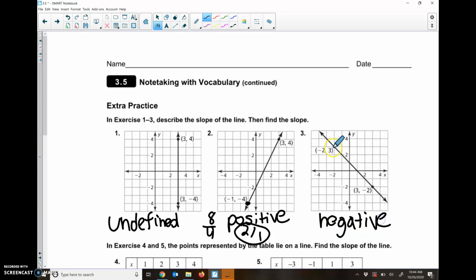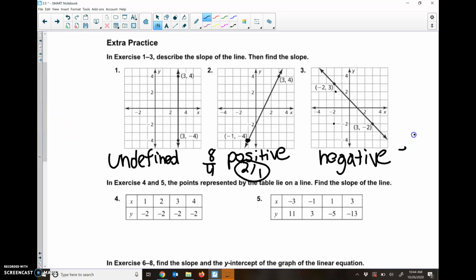And then they also gave us points here, so I'm going to count 1, 2, 3, 4, 5 over 1, 2, 3, 4, 5. So I went down 5, right 5. So 5 over 5, which is the same as negative 1. So our slope there is negative 1.